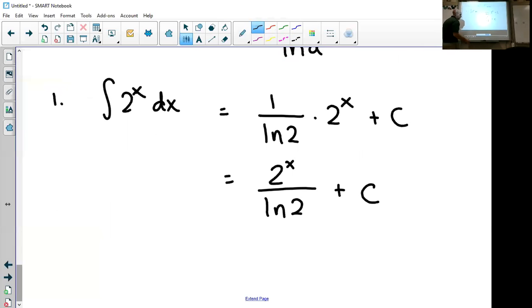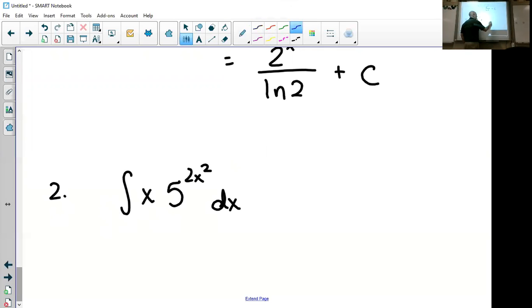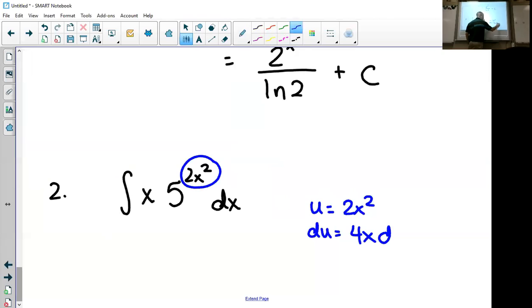All right, well, let's add a little u substitution to this. Let's spice it up a little bit. Our second one is going to be the integral of x times 5 to the 2x squared dx. So obviously we have some extra stuff going on here. And so whenever we have that extra stuff, we have to do a u substitution. So let's start off with u. U is going to be what's in the exponent here, so 2x squared. And so let's go ahead and take the derivative. du will equal 4x dx.